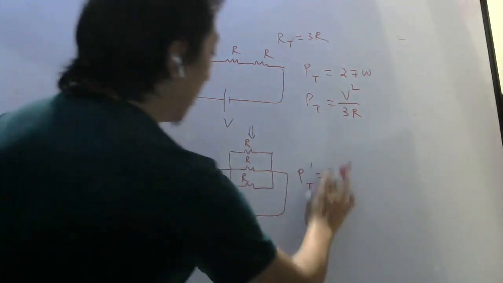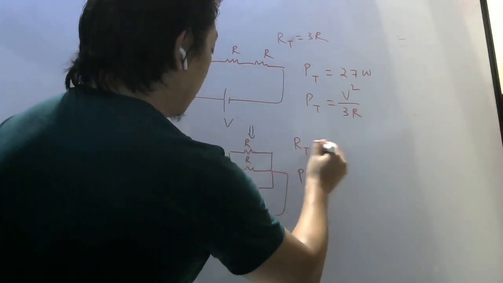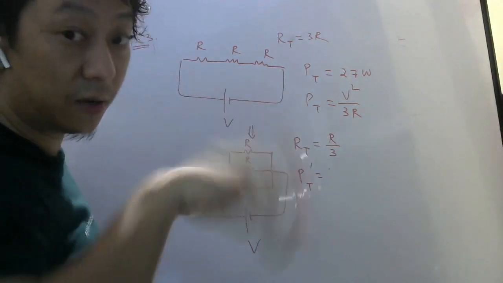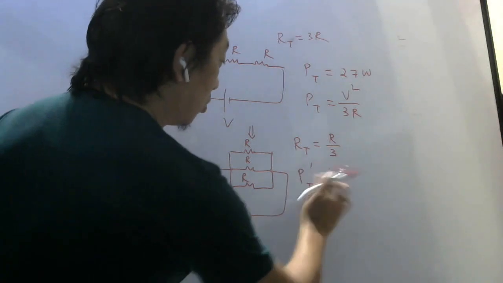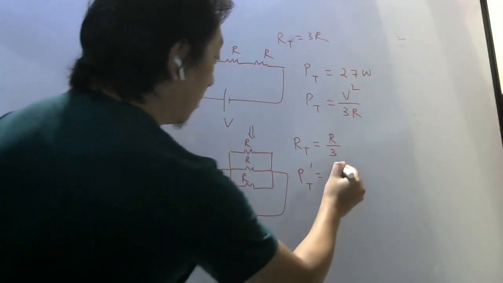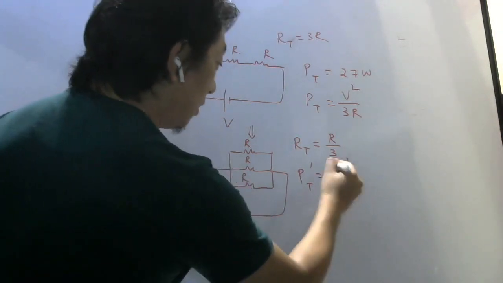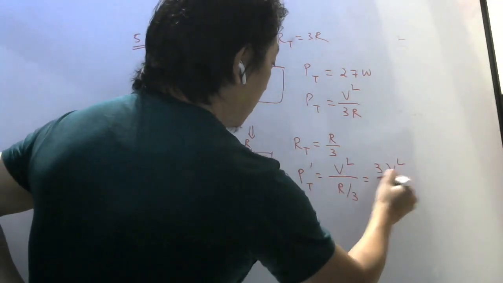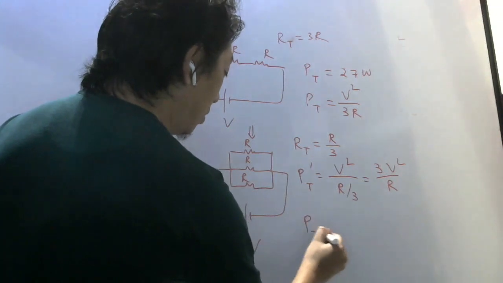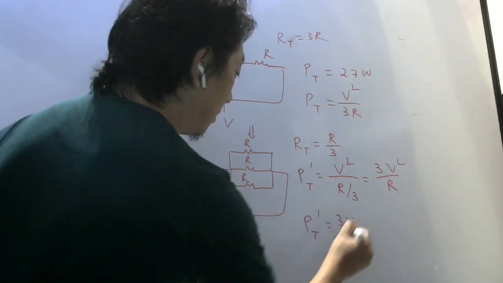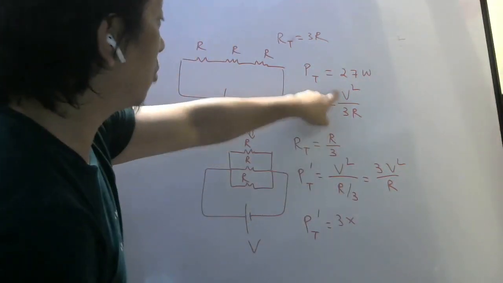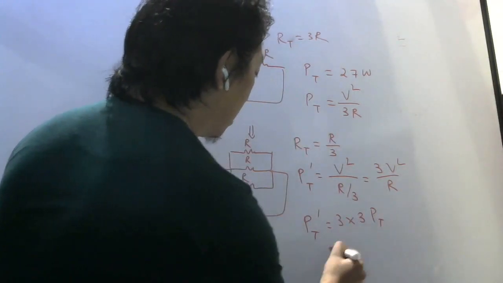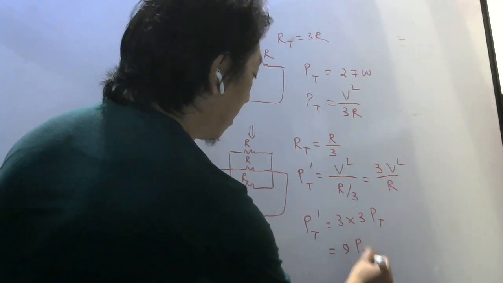Okay. Now here, what will be the total resistance? Since it is in parallel, total resistance here will be R by 3. 1 by R plus 1 by R plus 1 by R, then invert it: R by 3. So total power will be, voltage is same, V square by total resistance R by 3, so 3 V square by R. So now the total power will be 3 times V square by R. What is V square by R from here? 3 times initial power. So the answer will be 9 times initial power.